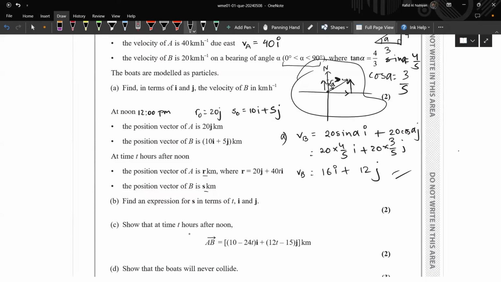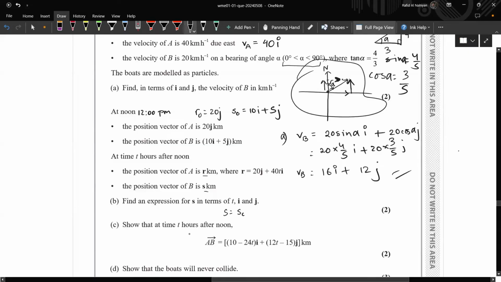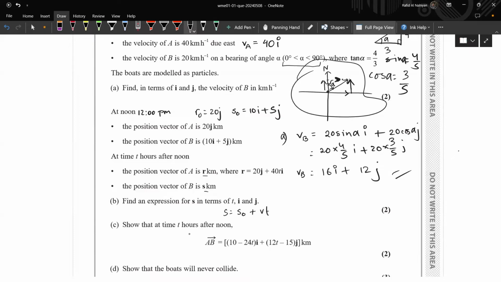Final expression for S in terms of i and j. So S is essentially just going to be S naught plus vt. vt is basically the extra displacement. So this was the initial position vector, and from this initial position vector, how much I have moved in what direction, that is basically vt. That is the extra displacement that's there, right? And adding these two will give me the final position vector, which is S here.